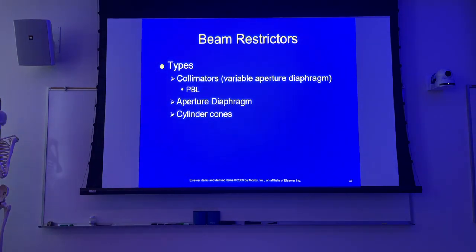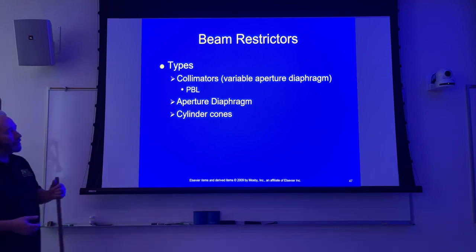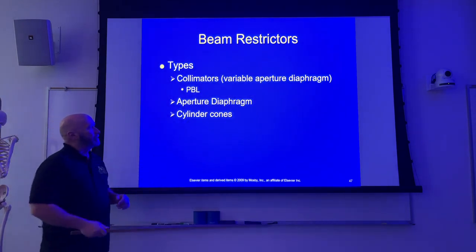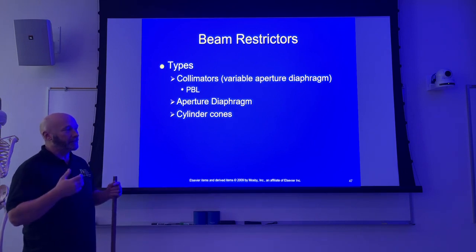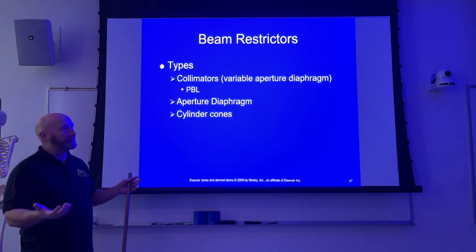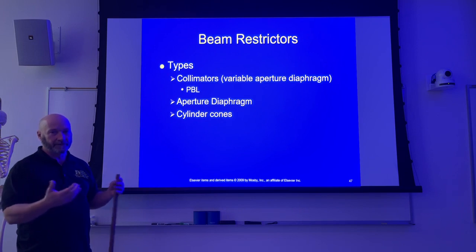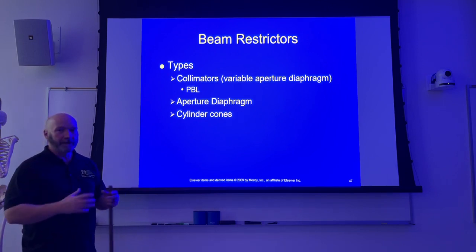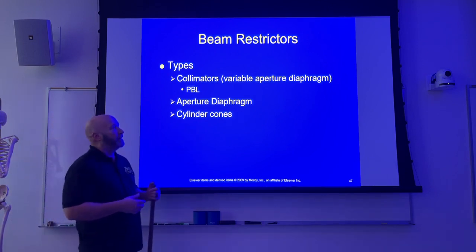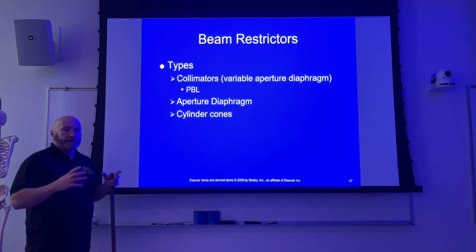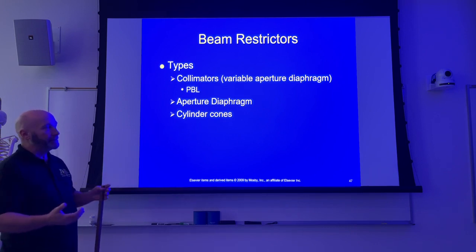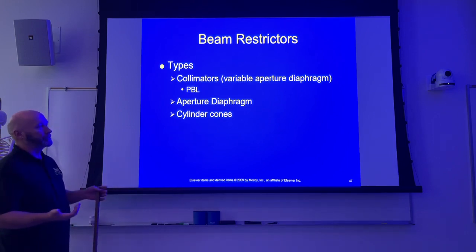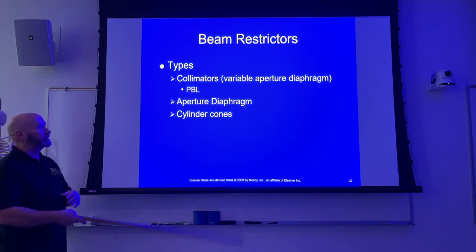So we have options. What are types of beam restrictors? We have collimators, and that's what you're most familiar with. Collimators are also referred to as variable aperture diaphragm. What that means, just breaking it down, variable means that you can change it. An aperture diaphragm is just a hole or opening. So variable aperture diaphragm is just a hole that you can open or close in order to block off some of the X-ray beam and the light so that you restrict how much tissue you examine.